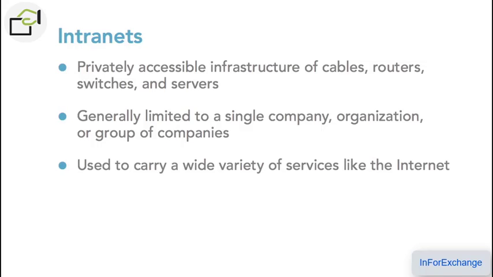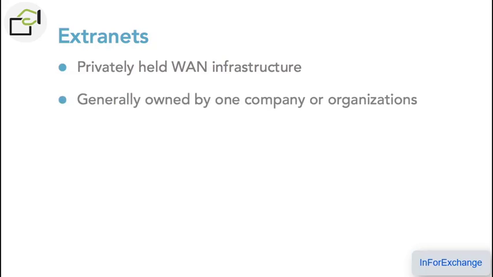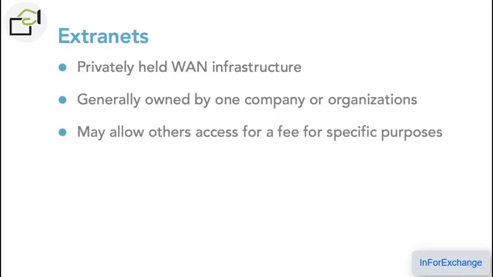Finally, we have extranets. Extranets, like intranets, are privately accessible infrastructures of cables, routers, switches, and servers. They are also generally owned by one company or organization or group of companies. However, the difference between an extranet and an intranet is that the owner of the extranet will allow others access to the extranet for a fee or a specific purpose.